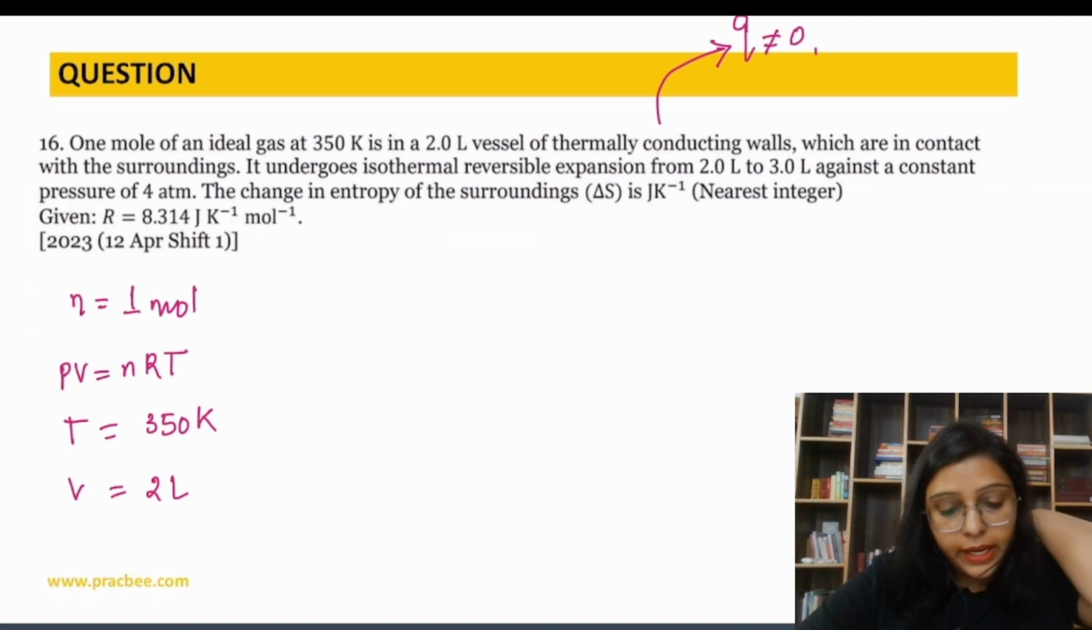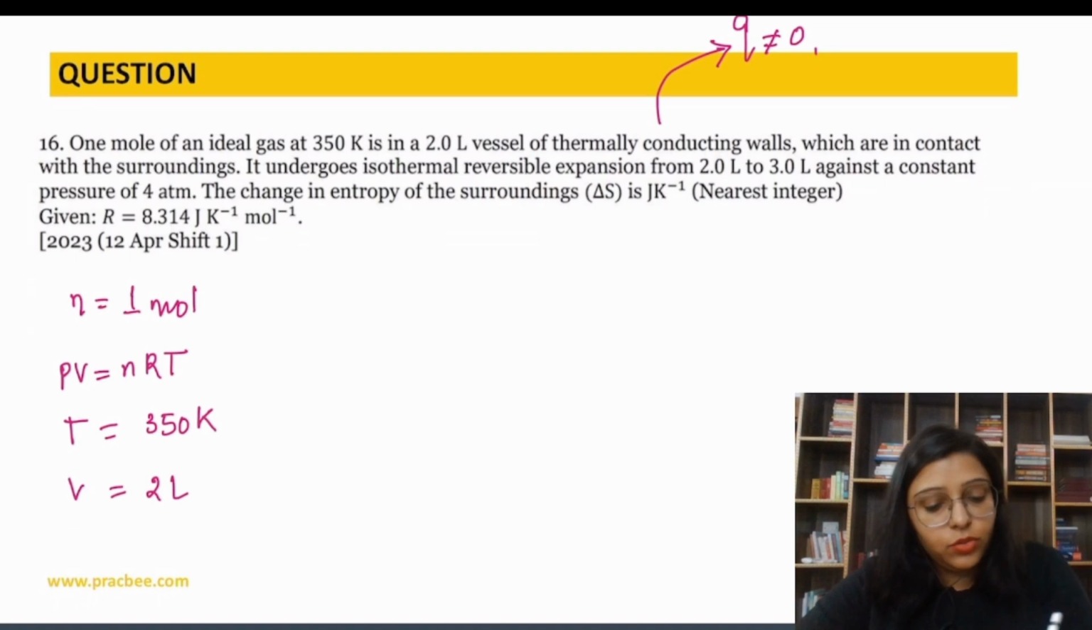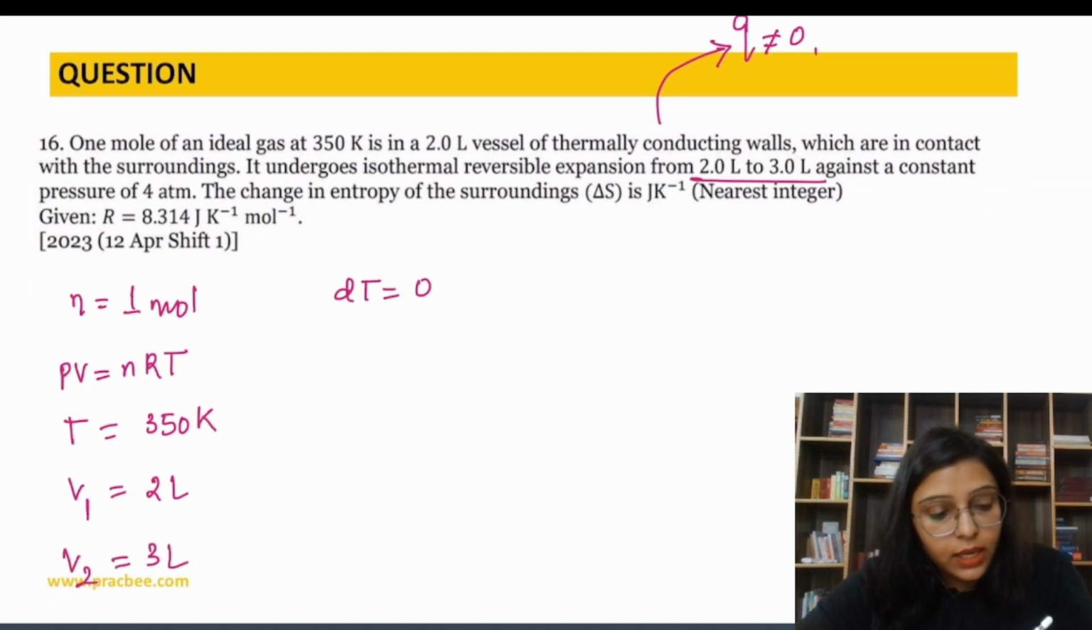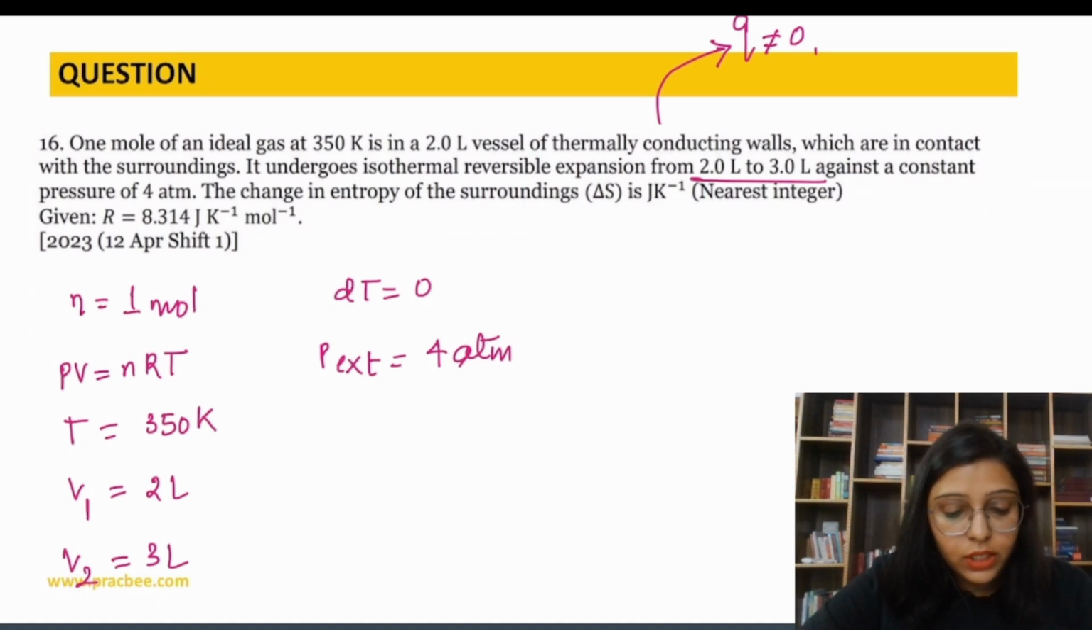Okay. It undergoes isothermal reversible expansion. It means dT is equal to 0 and it is expanded from 2 liter to 3 liter. So if I take V1 as 2 liters, V2 is going to be 3 liter against a constant pressure of 4 atm. So P external is equal to 4 atm. We have to find out the change in entropy of the surrounding. Okay, change in entropy we have to find out. So see how to do this question.